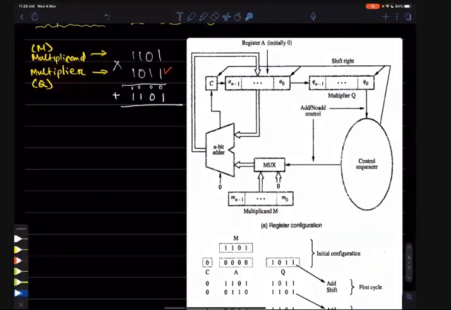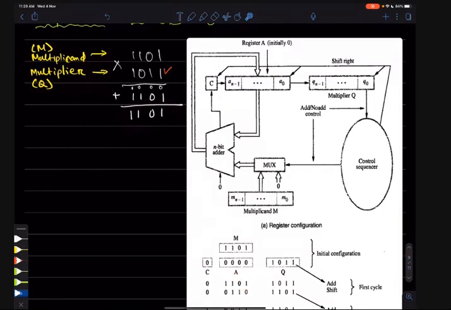One value comes from the M register, this is the M register. One value comes from the A register, this is the A register. Currently the A register has 0000, and we have to do the addition operation. After the addition operation, the result will be 1101. And what will happen to the result? The result will go here and it will be stored in A. So now A is replaced with the result 1101.